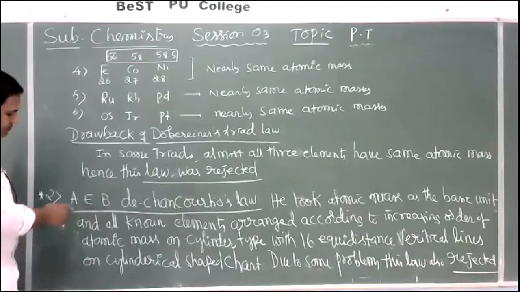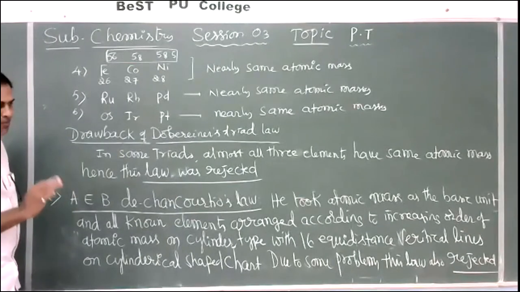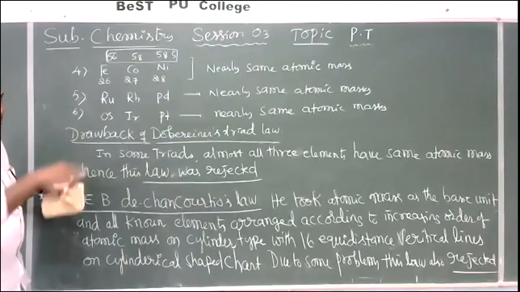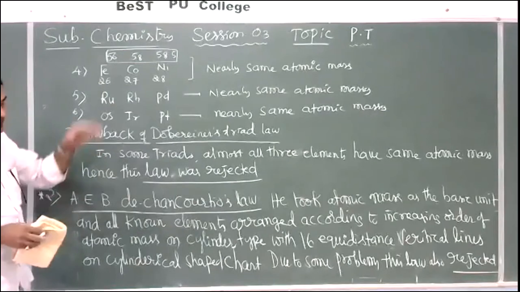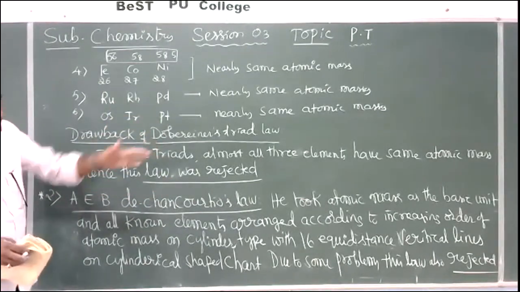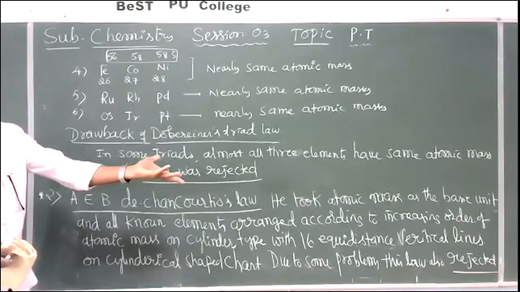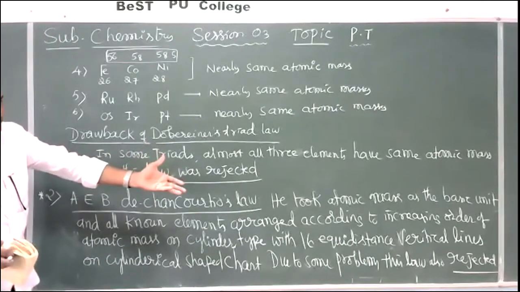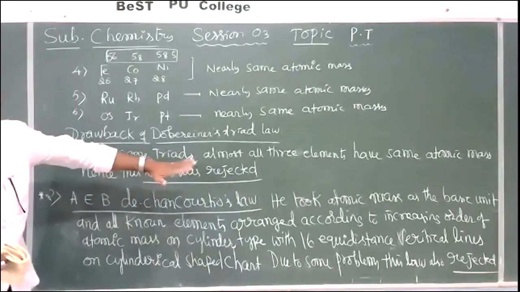It means Alexandre-Émile Béguyer de Chancourtois' law. The main important concept is just a design on a chart, like a cylinder shape, and the chart is divided into 16 equidistant vertical lines, and all the elements are arranged according to their atomic number. But there are some important problems, problems in explaining their physical and chemical properties. That's why this law was also rejected.